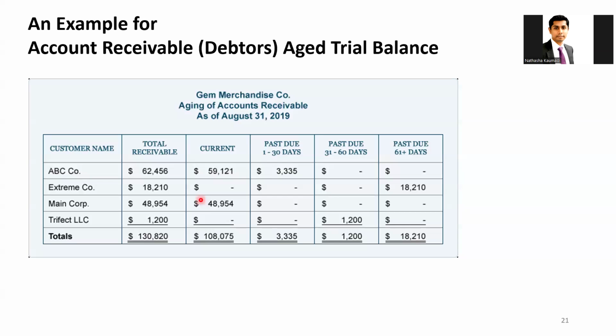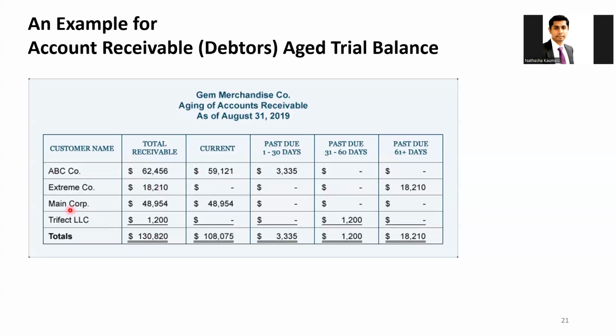And then look at this one, extreme company. Total value is 18,210. That is the total receivable amount. That is not in the current bucket, 1 to 30 bucket, 31 to 60 bucket, but it's 61 days old. So it's very, very overdue.